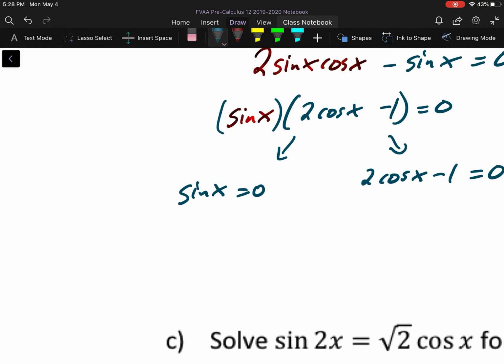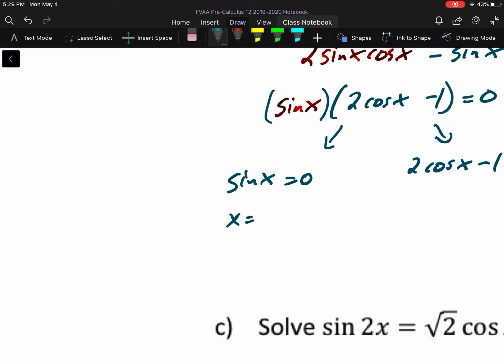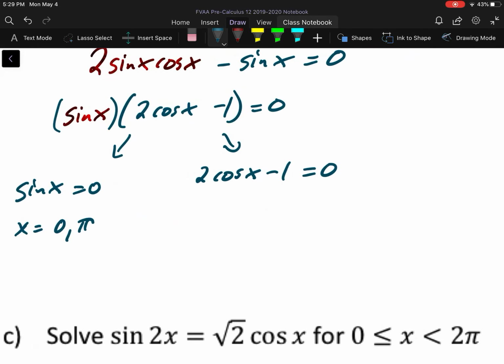So in this situation, where is sine x equal to 0? Where are the y values equal to 0 on our unit circle? Here I'm working in radian or degrees? Radian. So this is true at 0 and pi. Over here, quick algebra, cos x is equal to 1 over 2. Where on the unit circle is cos x equal to 1 over 2? At what degrees in radian is cos x equal to 1 over 2?